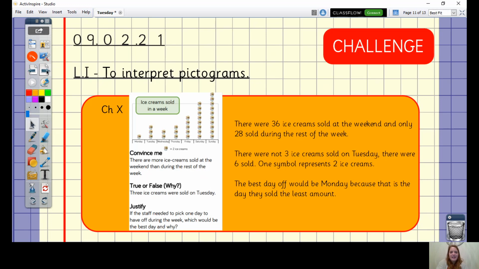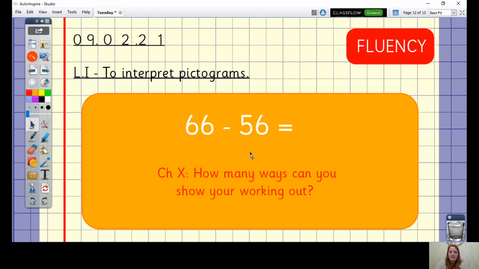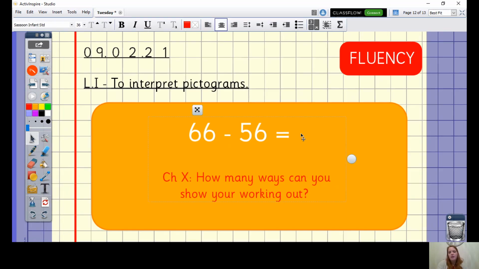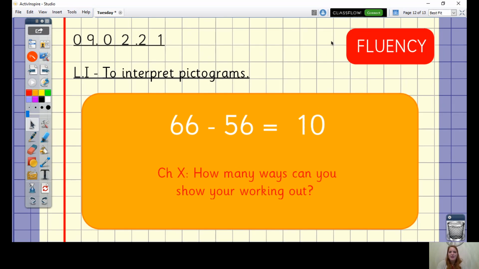Brilliant. Finally then, you have a fluency number sentence to end our learning today. We have a subtraction number sentence today, and this is 66 subtract 56. You may want to draw your base 10 to help you. You could draw a number line to help you to find the answer to this. Okay, so 66 subtract 56. My answer would be 10. Okay, well done if that was the answer that you found.